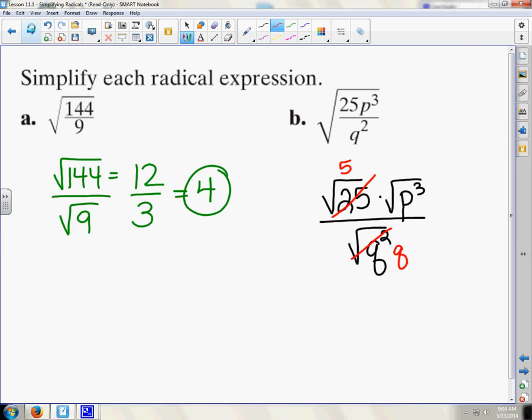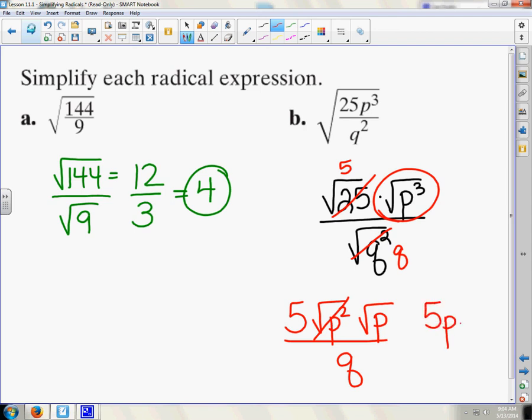Okay? The square root of p to the 3rd I can simplify even a little bit further. So what I can do is I can say, okay, 5, the square root of p squared times the square root of p all over q. I just separated this p to the 3rd into a p squared and a p, just single. So then this cancels out and becomes just p. So then I have 5p square root of p all over q.